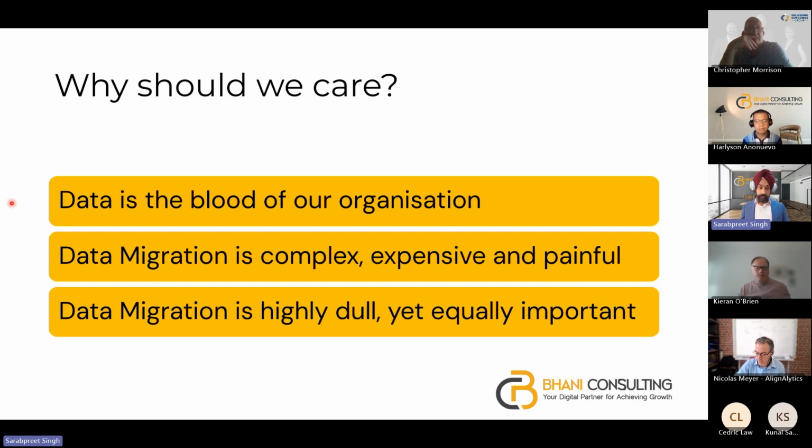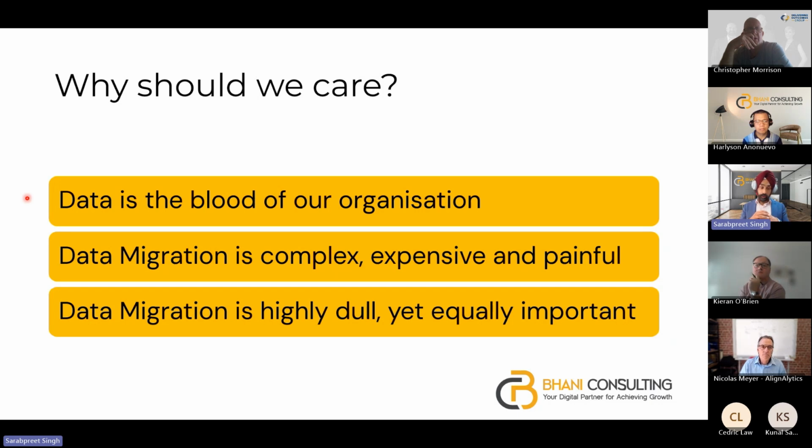The first thing is, data is the blood of our organization. Doesn't matter which organization we work for, it is the blood of our organization. To give some context on that statement, like in our body, leading and lagging indicators of our health are determined by a blood test. Similarly, data of any organization provides the same leading and lagging indicators.